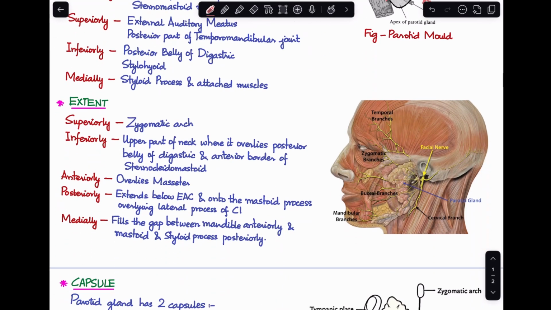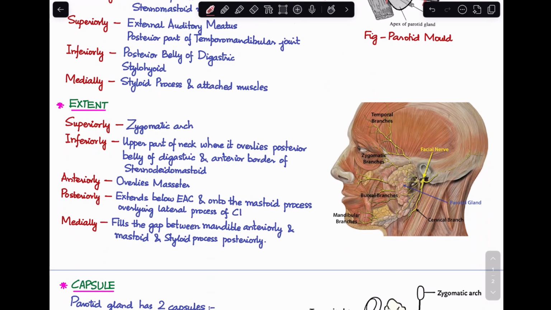So now let's look into the extent of the parotid gland. Superiorly we have the zygomatic arch. Inferiorly we have the upper part of the neck, where it overlies the posterior belly of digastric and the anterior border of the sternocleidomastoid. So this is the sternocleidomastoid. This is the anterior border of the sternocleidomastoid. It overlies right over here in the upper part of the neck. Anteriorly lies the masseter muscle.